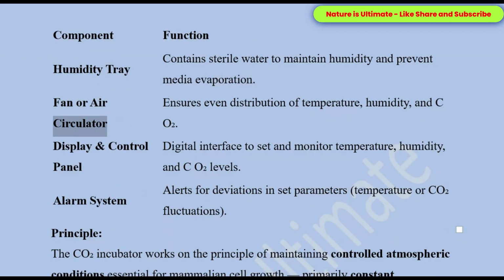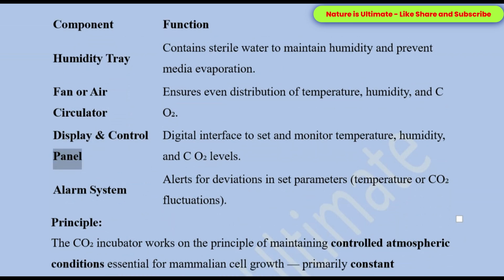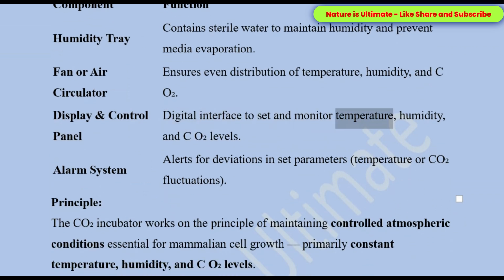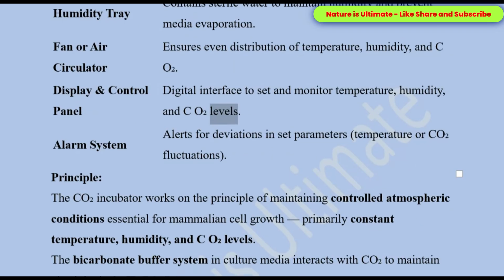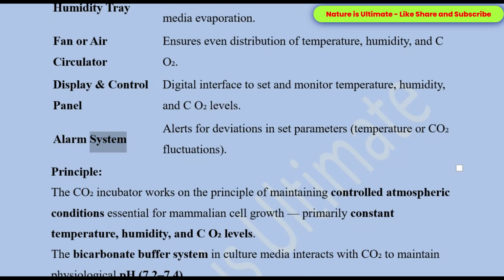Fan or air circulator. Ensures even distribution of temperature, humidity, and CO₂. Display and control panel. Digital interface to set and monitor temperature, humidity, and CO₂ levels. Alarm system. Alerts for deviations in set parameters, temperature or CO₂ fluctuations.